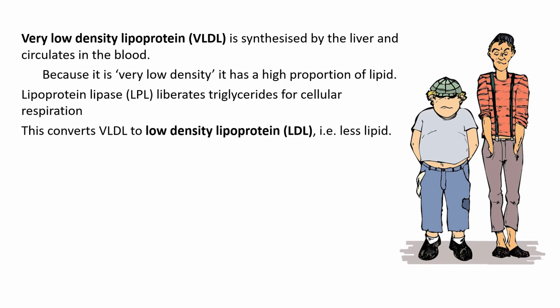Along comes our lipoprotein lipase, liberates the triglycerides for cellular respiration. So it liberates them and then it chops off the glycerol. Glycerol can go into glycolysis. The fatty acid chains can be converted to acetyl-CoA. By taking that lipid out, it converts VLDL to LDL, low density lipoprotein, because we've lost some lipid. So our proportion of protein to lipid is now higher in terms of protein.